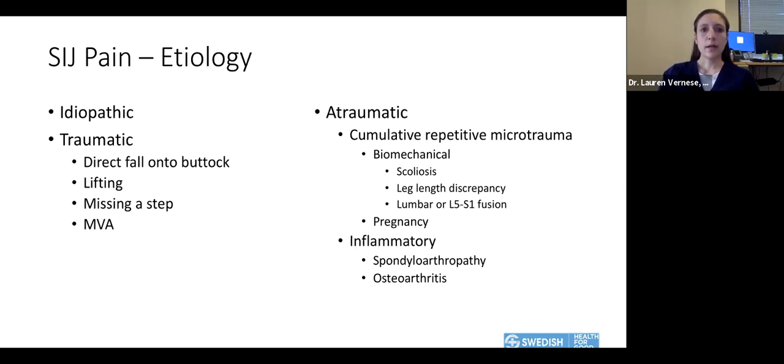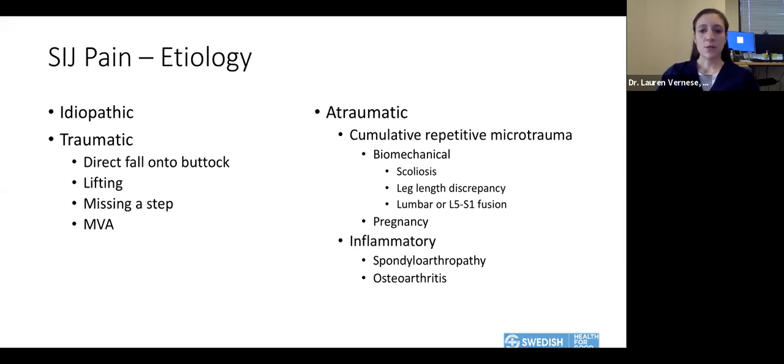Looking at more atraumatic causes, these are broken down into two categories. Even though it's atraumatic, cumulative repetitive microtraumas can contribute rather than one big injury like a fall. And another is inflammatory. So really anything biomechanically that can affect the thoracolumbar spine, whether it's structural or an imbalance in muscle, tendon, fascial connections, can affect the sacroiliac joint. Studies have shown that patients with scoliosis have a higher prevalence of having low back pain. They're not strong studies, but they have been suggested.